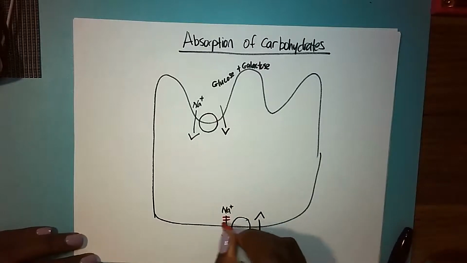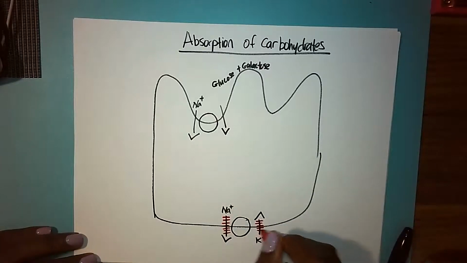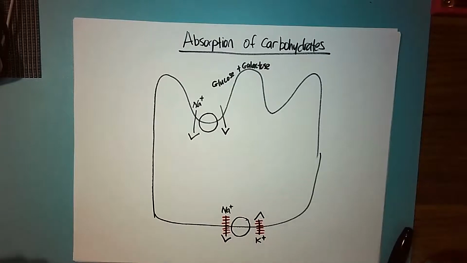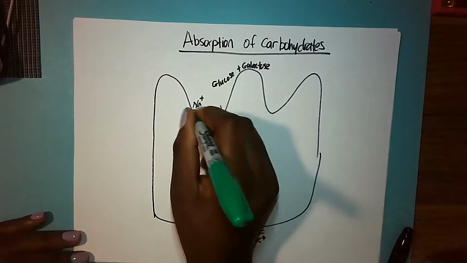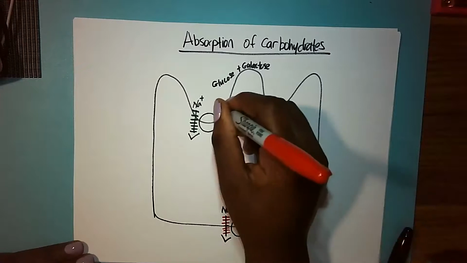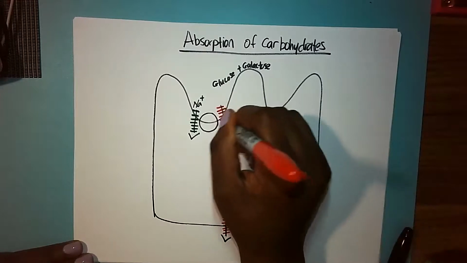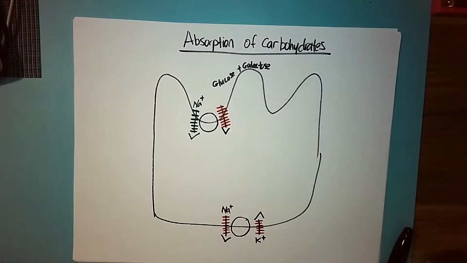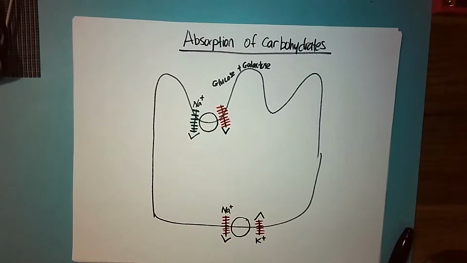So the transport that's happening here is active. I'm going to put this in red so that you can see that's active. Hopefully you can see that. The transport of sodium here is therefore going to be passive. And then we're going to be able to use that energy to bring glucose and galactose into the cell.